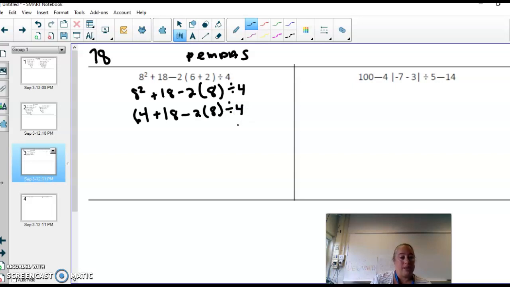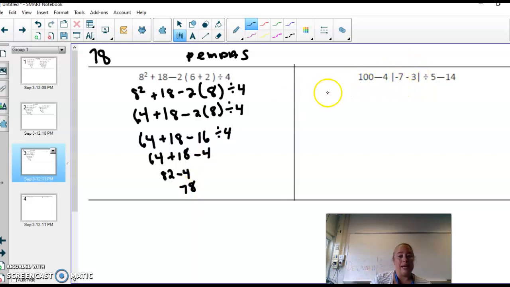Okay, I'm done with parentheses, I'm done with exponents. Now go to multiplying. 64 plus 18. Okay, 2 times 8 is 16. Back to PEMDAS. 64 plus 18. Okay, dividing comes next. Okay, now we're just adding and subtracting. So 82 minus 4 is 78. Okay, let's try the one over here.